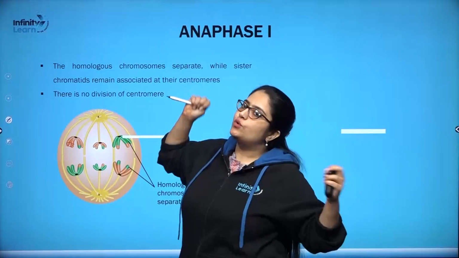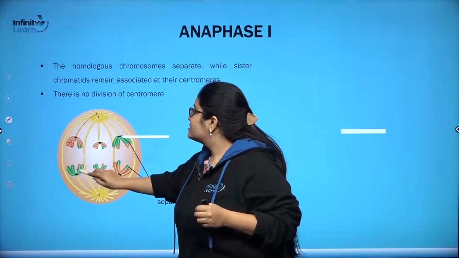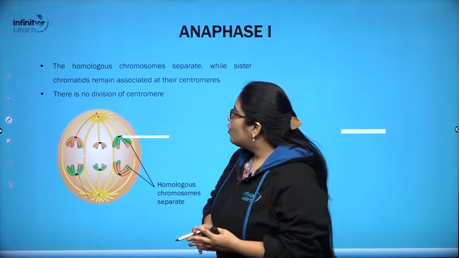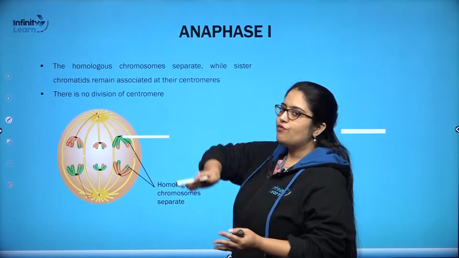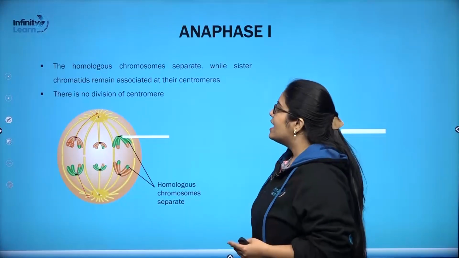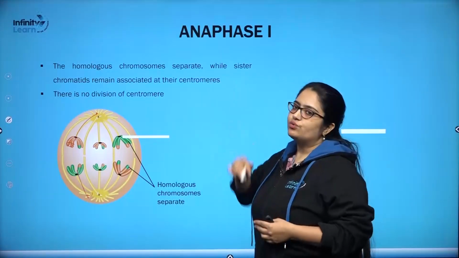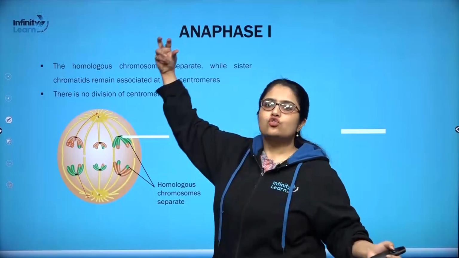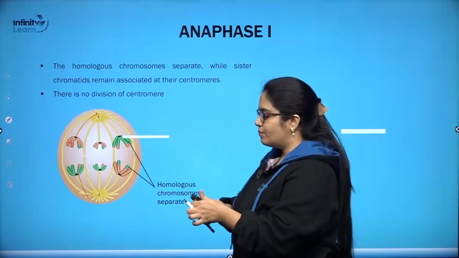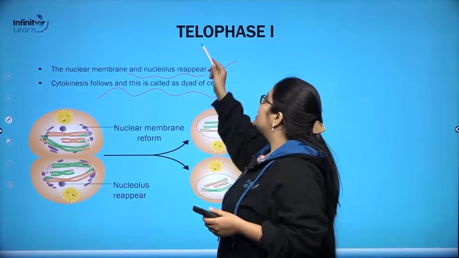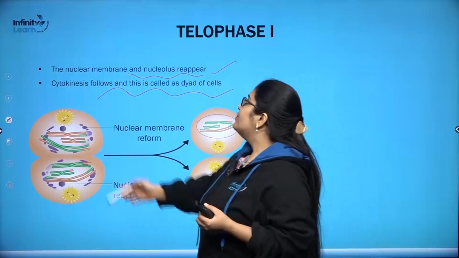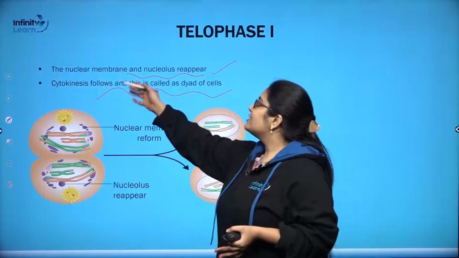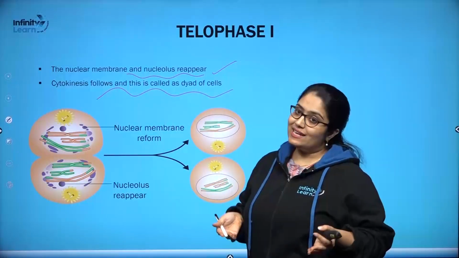Only homologous chromosomes will separate out. One will move towards this pole and the other from the pair is going to move towards that pole. So this is how in anaphase 1 the separation of homologous chromosomes finally completes, and one from each pair will reach one pole and the other will reach the other pole. Once the chromosomes have reached the poles, what will happen? Telophase 1 is going to start, the nuclear membrane and nucleolus will reappear and cytokinesis will follow, and as a result, a dyad of cells.